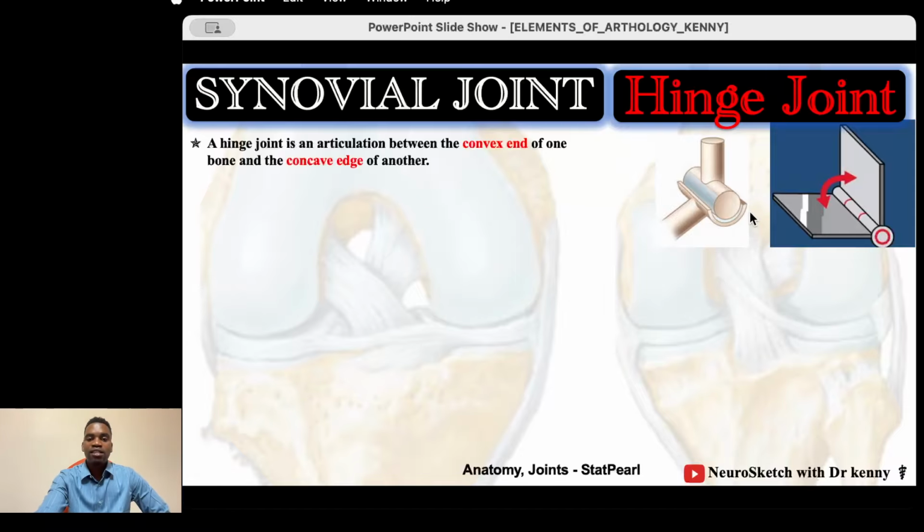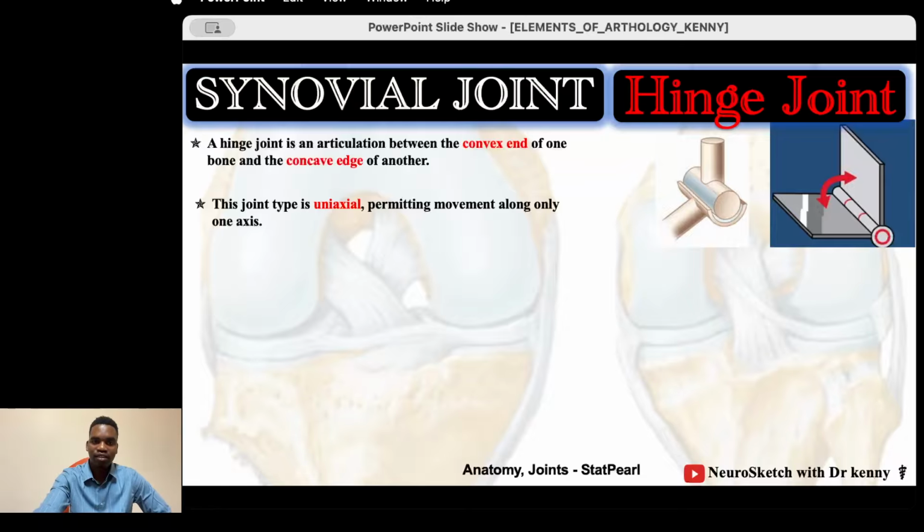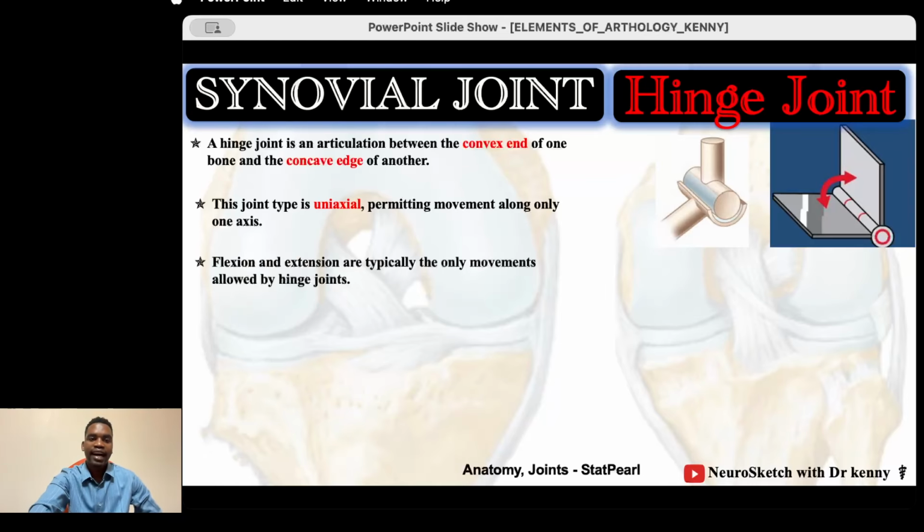But as we know, this joint is uniaxial. It allows movement in only one axis, for example extension and flexion. This movement is only in one axis, and so the elbow joint is one among the hinge joints.